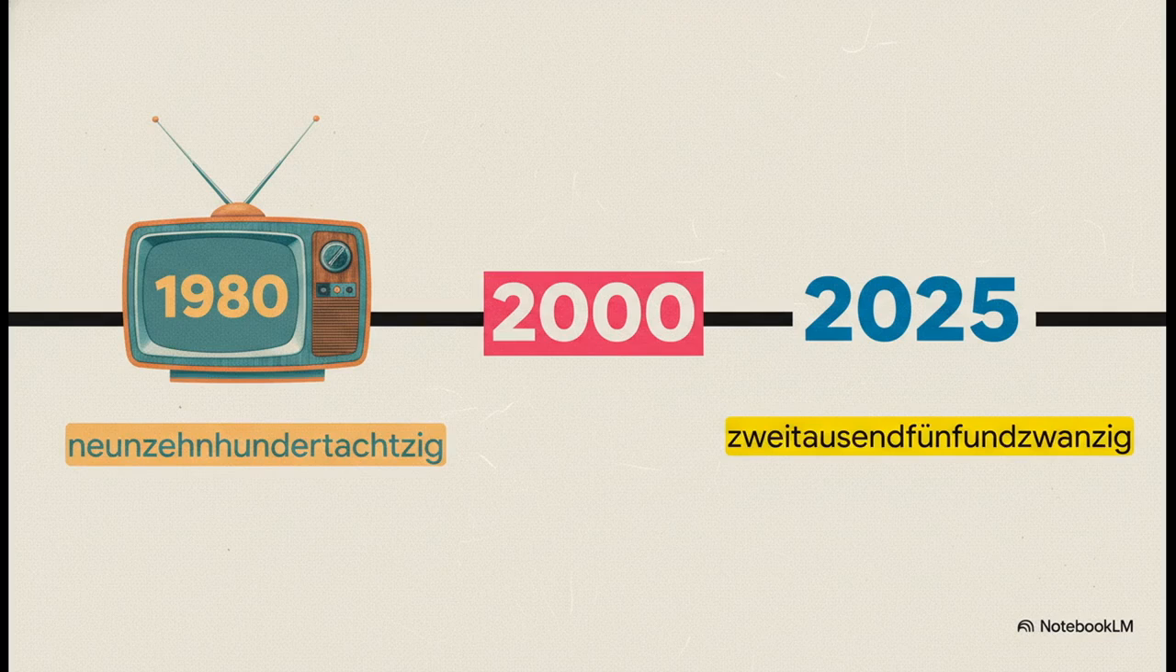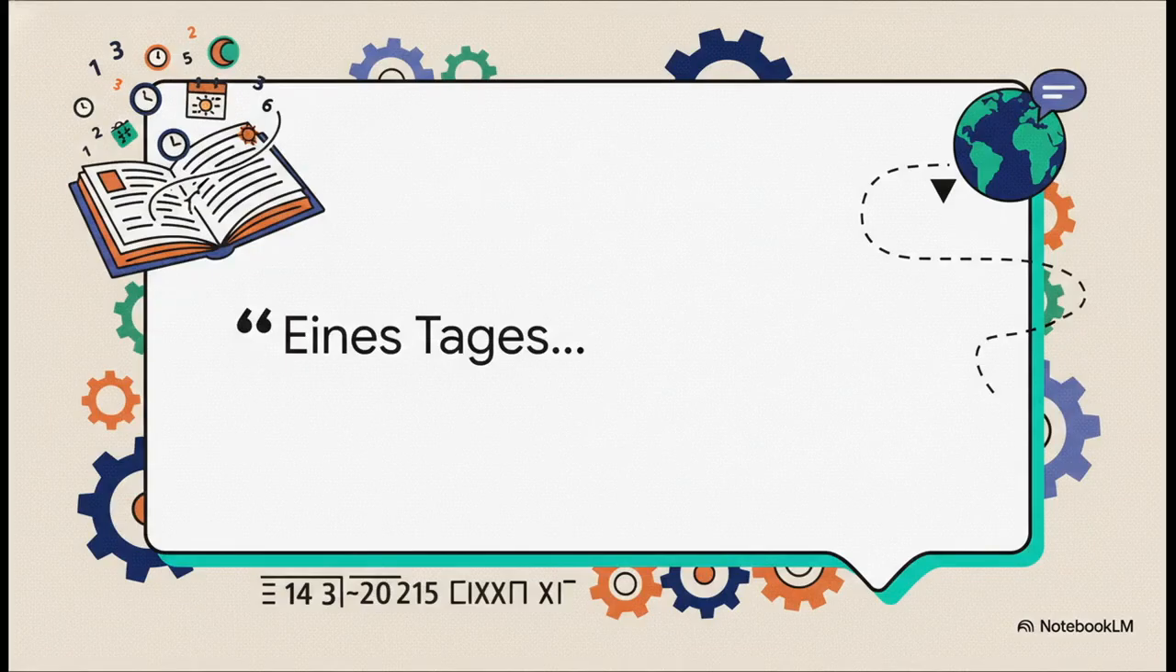And one last tip on saying the years. For any year before the year 2000, you usually say it in hundreds. So 1980 becomes neunzehnhundertachtzig, which is literally nineteen hundred eighty. But for 2000 and any year after, you say it as one big number, like zweitausendfünfundzwanzig for 2025. And that really brings us to the end of the hard and fast rules.